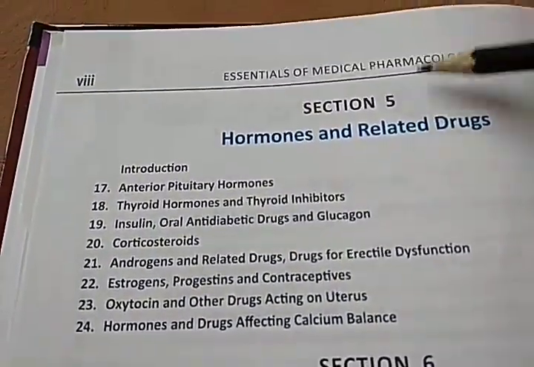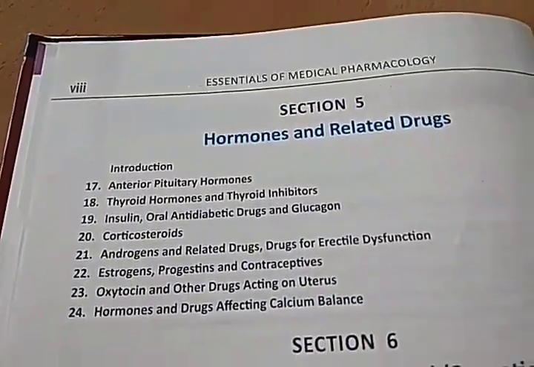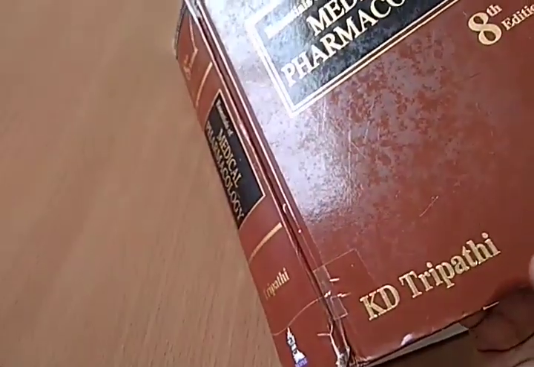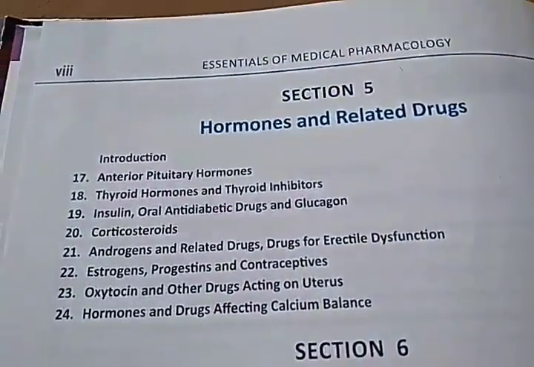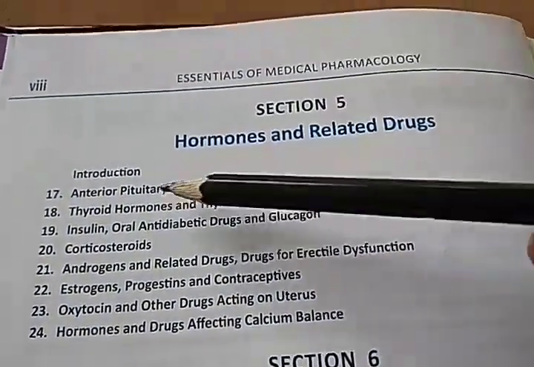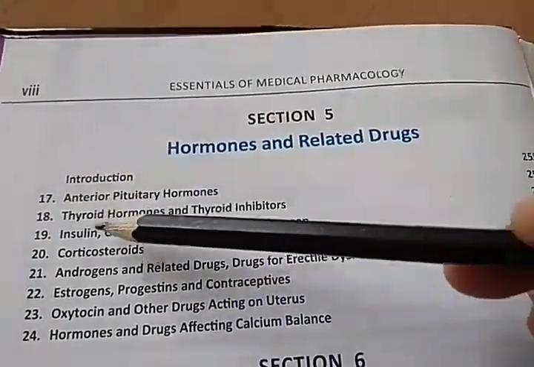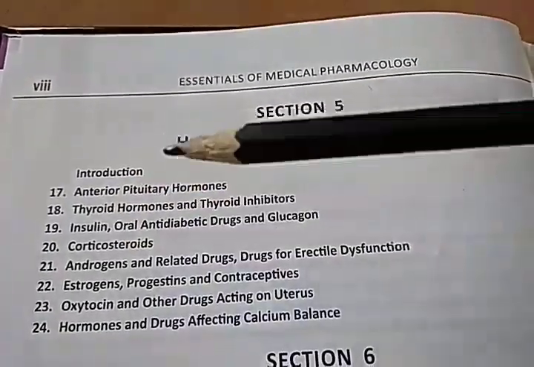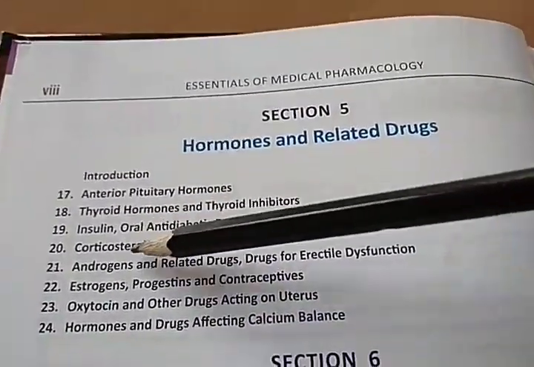Hormones and related drugs. This is section 5. Guys, focus. We are looking at this book. Which book are we looking at? Tripathi Pharmacology, right? So look at this, hormones and drugs. You have pituitary hormones, thyroid hormones, insulin. How will they give insulin? Usually by the subcutaneous route, right? People take it themselves. Corticosteroids.